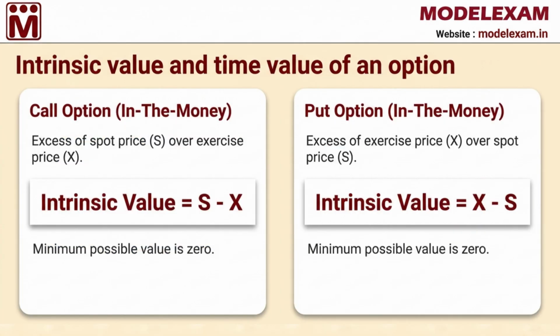To calculate this value, we use two simple formulas depending on the type of option. For a call option that is in the money, the intrinsic value is how much the current spot price, which we call S, is above the exercise price, which we call X. So the formula is spot price minus exercise price. For a put option that is in the money, it is the opposite. It is the amount by which the exercise price exceeds the spot price. Here, the formula is exercise price minus spot price. In both cases, the minimum possible value you will ever find is 0.